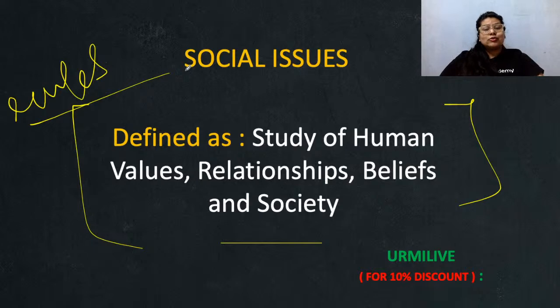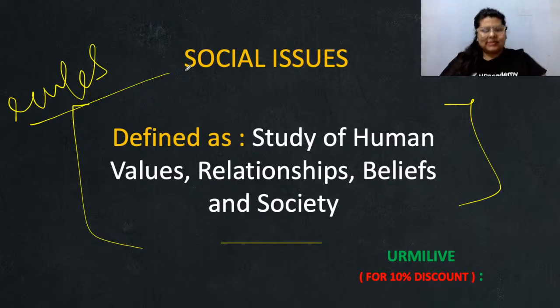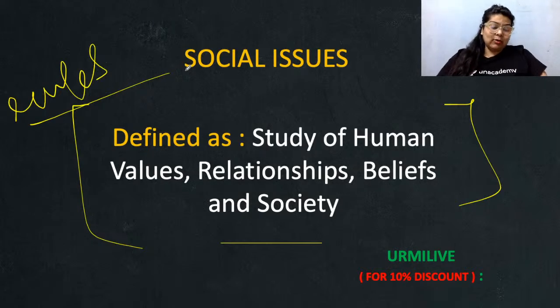Similarly, social issues can be defined in such a way that there are certain things such as the study of human values. What do you mean by human values? When you see someone in pain, you try to help that person. You try to extend a kind of kindness, some sort of help which will be of some relief to that person. Belief in society: this completely depends on whether you want to believe or not. If you don't want to, it's okay, but this is how you define social issues.